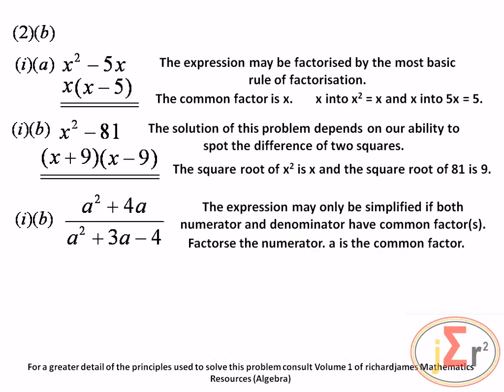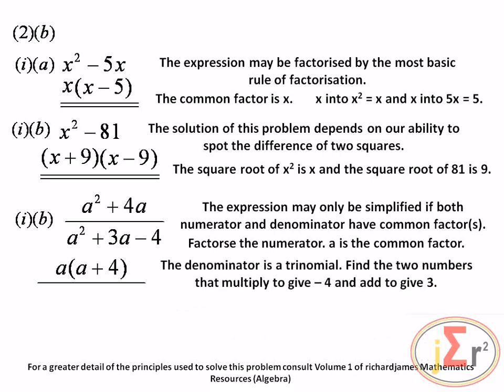The common factor in the numerator is a. So a into a squared is a and a into 4a is 4. So the common factor goes there and of course the other factor goes right there. And of course this is a trinomial in which the coefficient of a squared is 1. So we may just write down the two factors of that one. But on what premise are we going to do that?